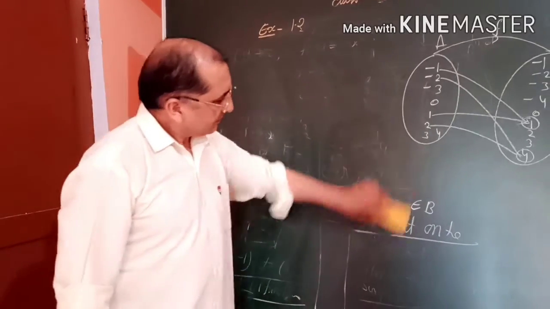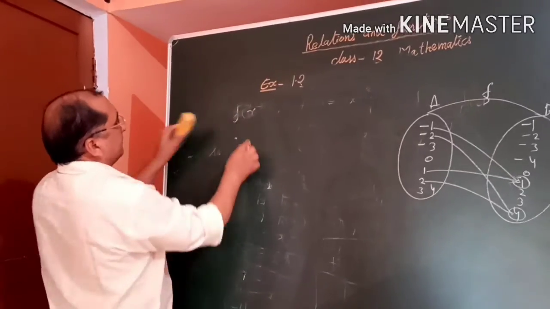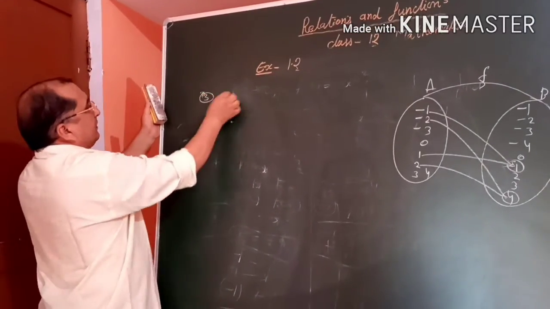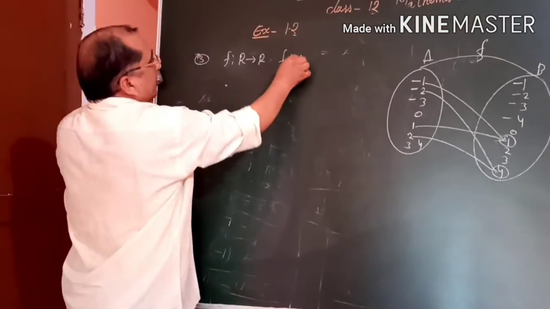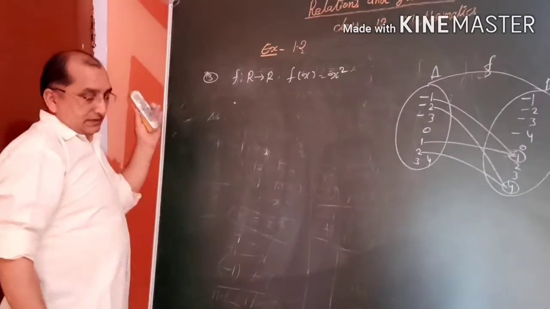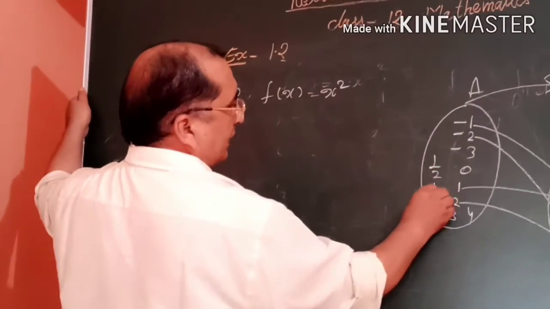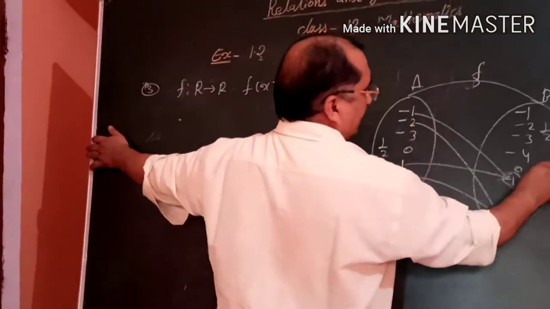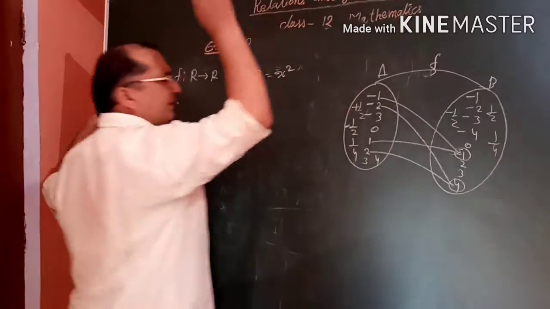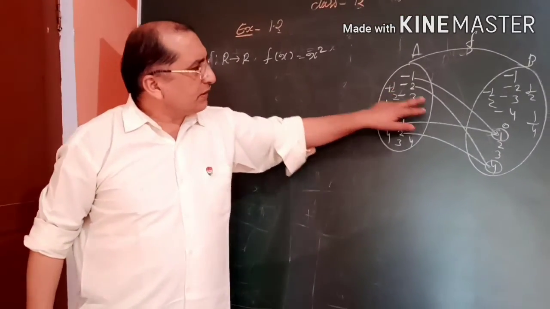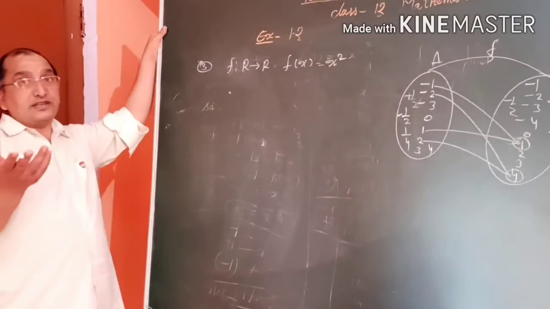See, the third part, f from real numbers to real numbers, and f of x is defined as the same thing, x square. And we know that real numbers may include 1 by 2, 1 by 4, so many other numbers also, minus also, plus 1 by 2, minus 1 by 2, so many numbers are there. But we know that the square of minus 1 by 2 is 1 by 4, and plus 1 by 2 squared is also 1 by 4, so a different situation.